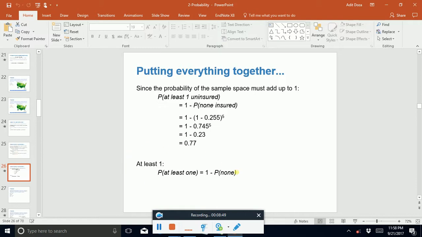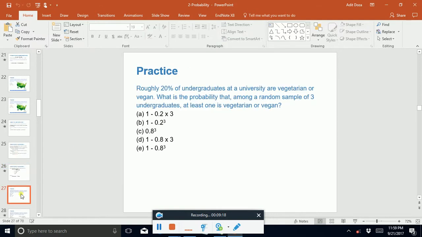Okay, slide 26. This is the formula. If I said that at least 2 uninsured, then it would be what? 1 minus probability of at least what? At least 2 insured, right? So 1 minus, like, probability of at least 1 uninsured, right? So let's actually look at this example. I will get back to, like, slides 26 and 27.